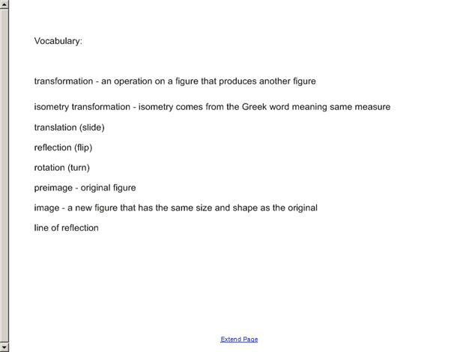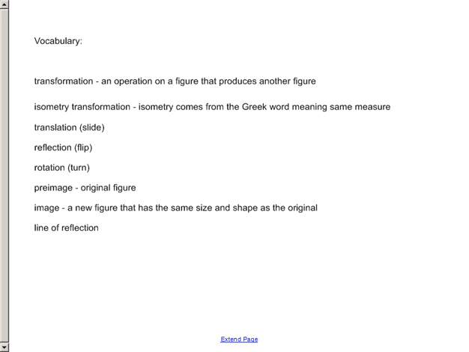Now, the title of the lesson is Isometry Transformation. So we're going to produce another figure, and the vocabulary term isometry comes from a Greek word that means same measure. So when we produce a transformation, we're going to produce another figure that's going to look like the first figure.